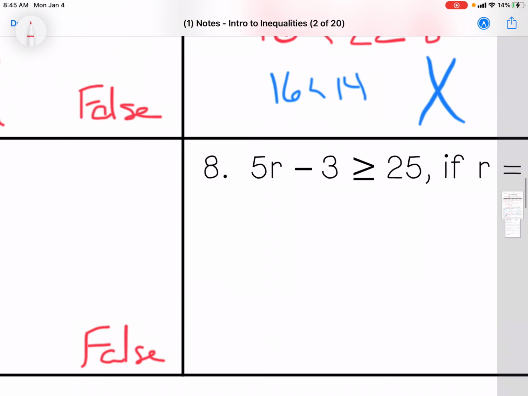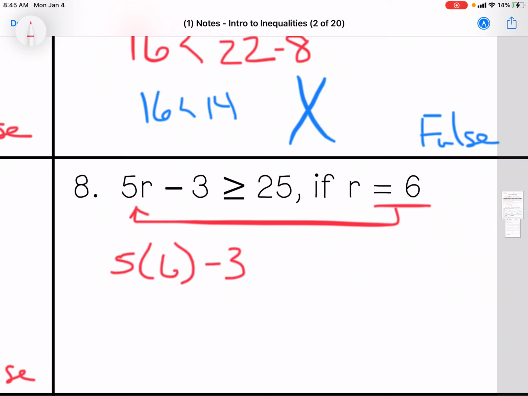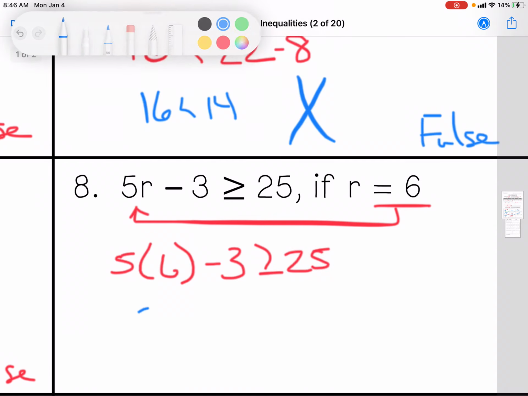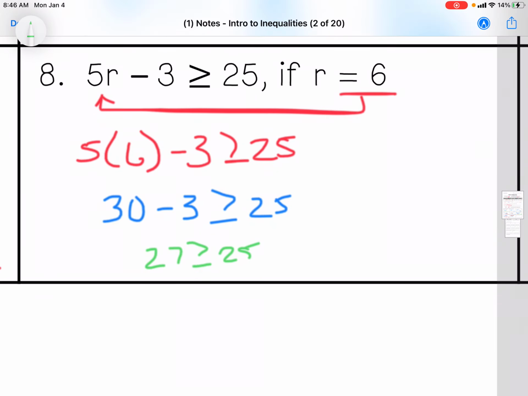Okay, number 8. Gonna plug 6 in. 5 times 6 minus 3 greater than or equal to 25. 30 minus 3 greater than or equal to 25. 27 greater than or equal to 25. Is 27 bigger or equal to 25? Yes, it is. 27 is bigger. So check. So true.